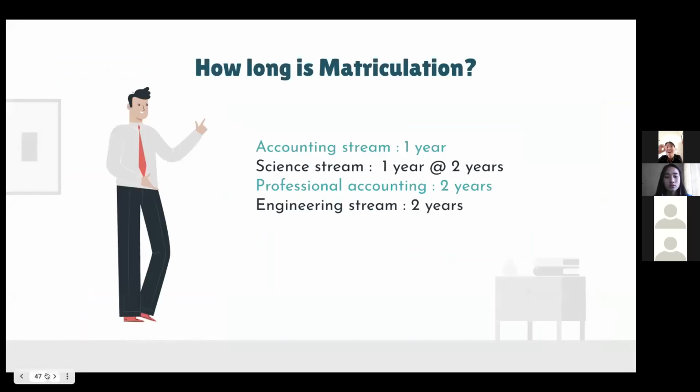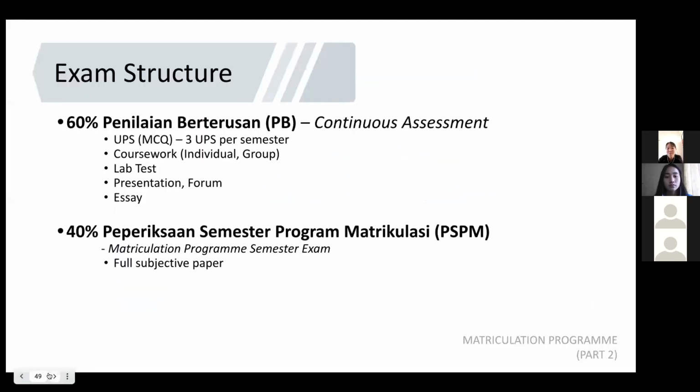All right, next. So how long is matriculation? As for the accounting stream, it's 1 year. It's only 1 year. And for the science stream, it's either 1 year or 2 years, depending on your SPM result. If you have a good result for SPM, you'll be given a 1 year program, whereas if you didn't score well in SPM, you'll be given a 2 years program. And the professional accounting and also the engineering stream, it's 2 years. And that's all for me.